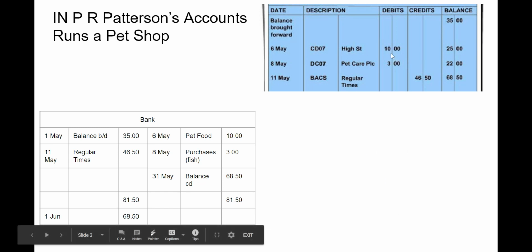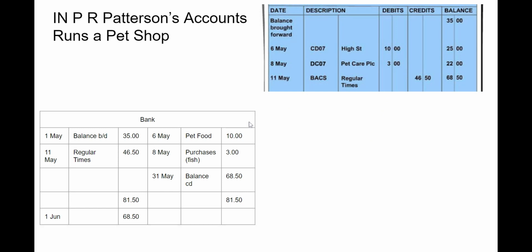He then pays some money out by cheque on the high street. So I assume that's for pet food, because he's going to debit his pet food expenses account for £10. But in the bank, he sees that as being a credit. It reduces his asset of being owed money.